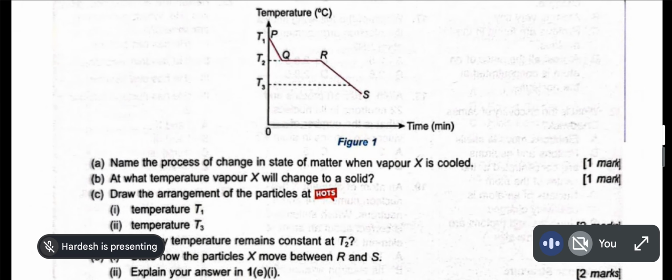Okay, name the process of change. They want you to name it. When they say name it, it means 1 mark only. They never ask you to explain. So name the process of change of matter where vapor X is cooled. The process name is going to be called sublimation.